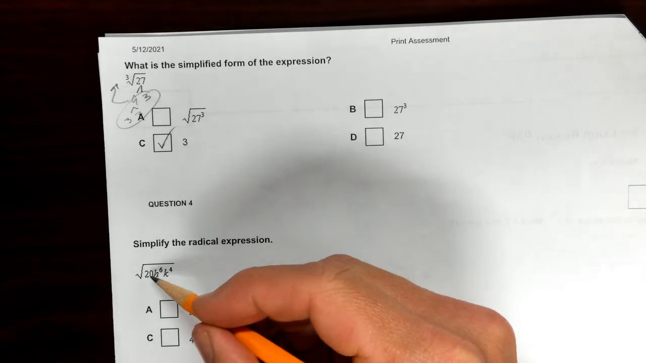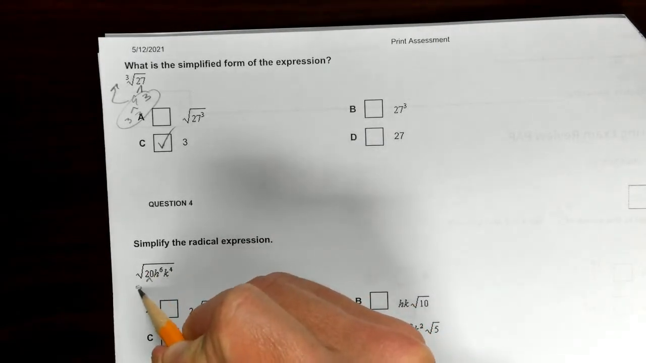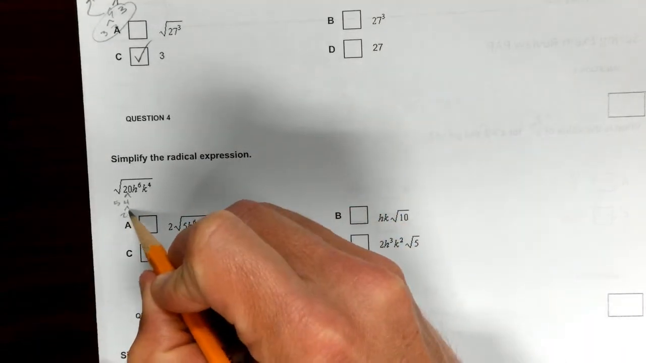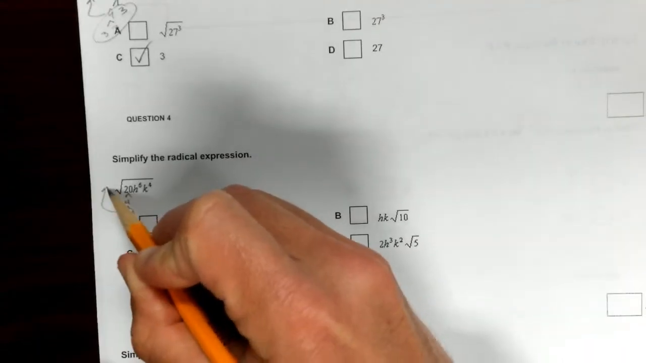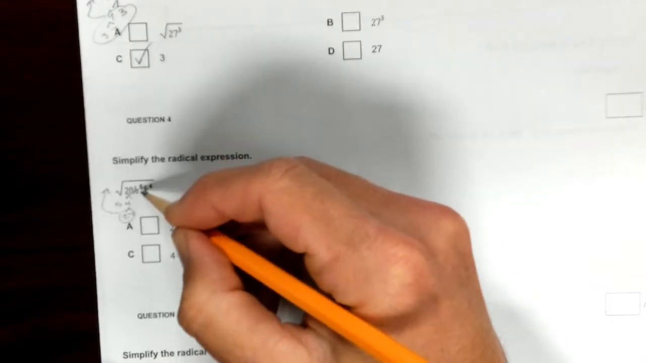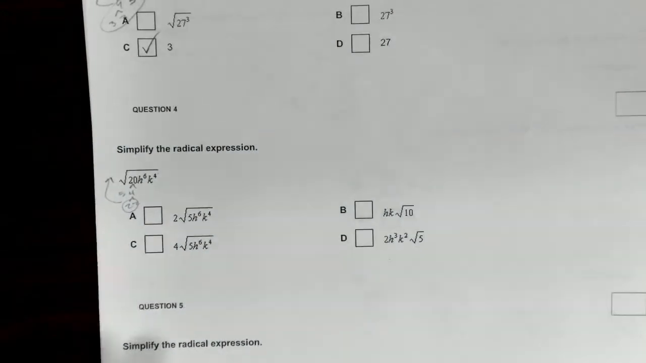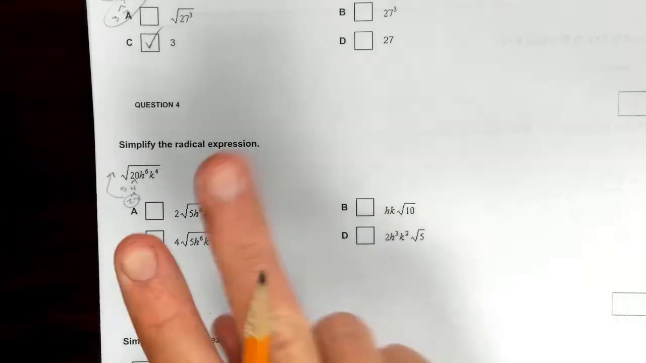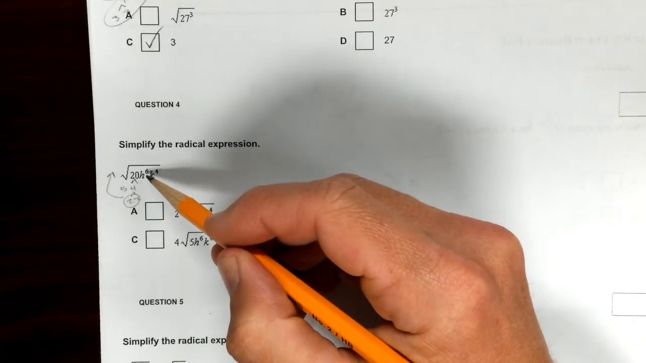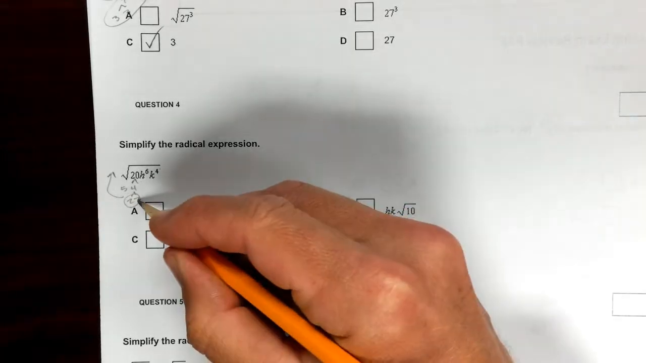Alright, let's simplify 20h to the 6k squared. 20 breaks down into 5 and 4. You don't have a pair, so we keep going. The 4 breaks down into 2 and 2. That comes outside. H to the 6th, k to the 4th. Again, I can take my exponents, 6th power, and divide by 2, because once again we're looking for pairs. If I take 6 and divide by 2, I get h to the 3rd, so I know that 3 pairs of h's came out. Same thing with the k's.